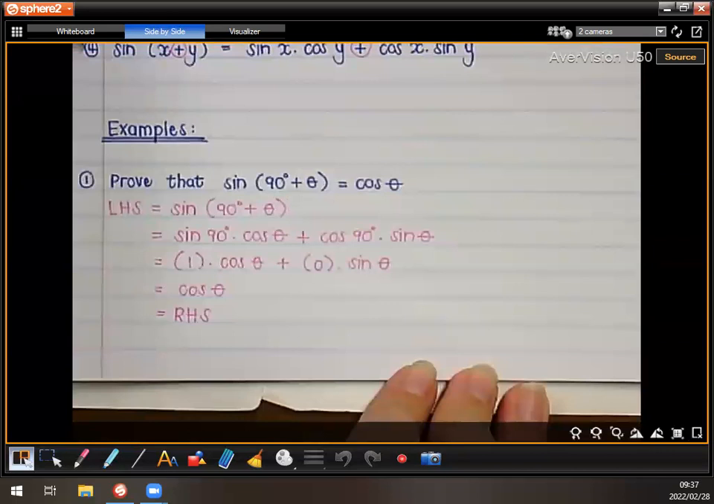And then plus, let's think of the cos graph. The cos graph starts at 1 and then goes down to 0 at 90. So cos 90 is 0 times sine theta. So what does that make our whole second term equal to? 0. So sine 90 equals 1 times cos theta, which is just cos theta, which is what we have on the right hand side.